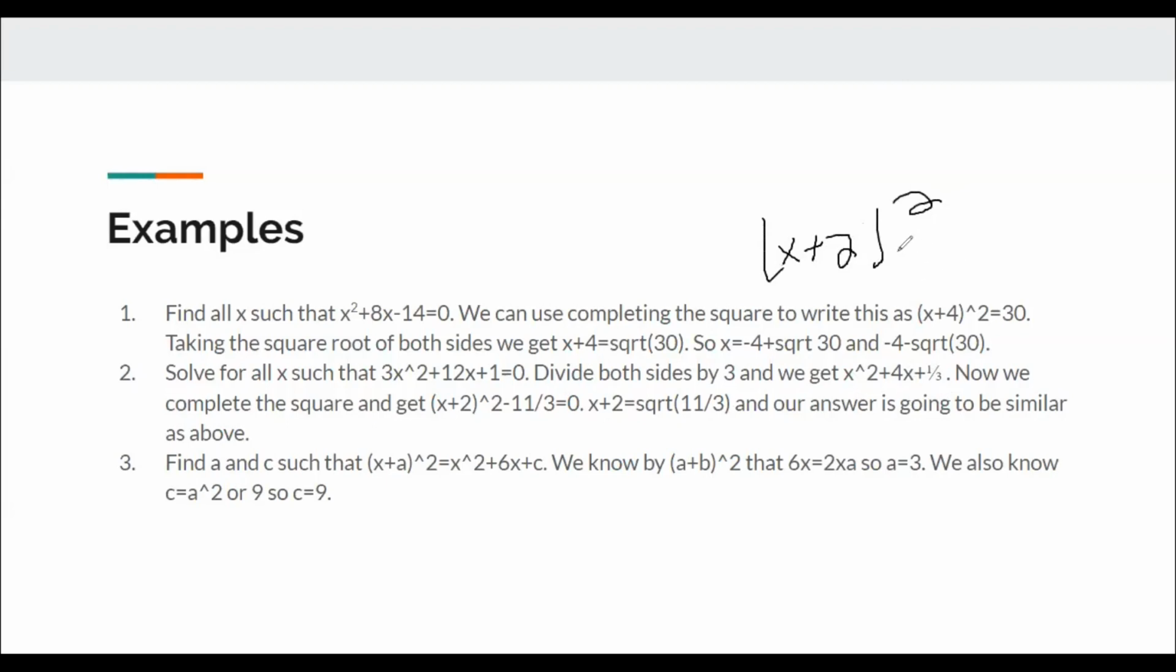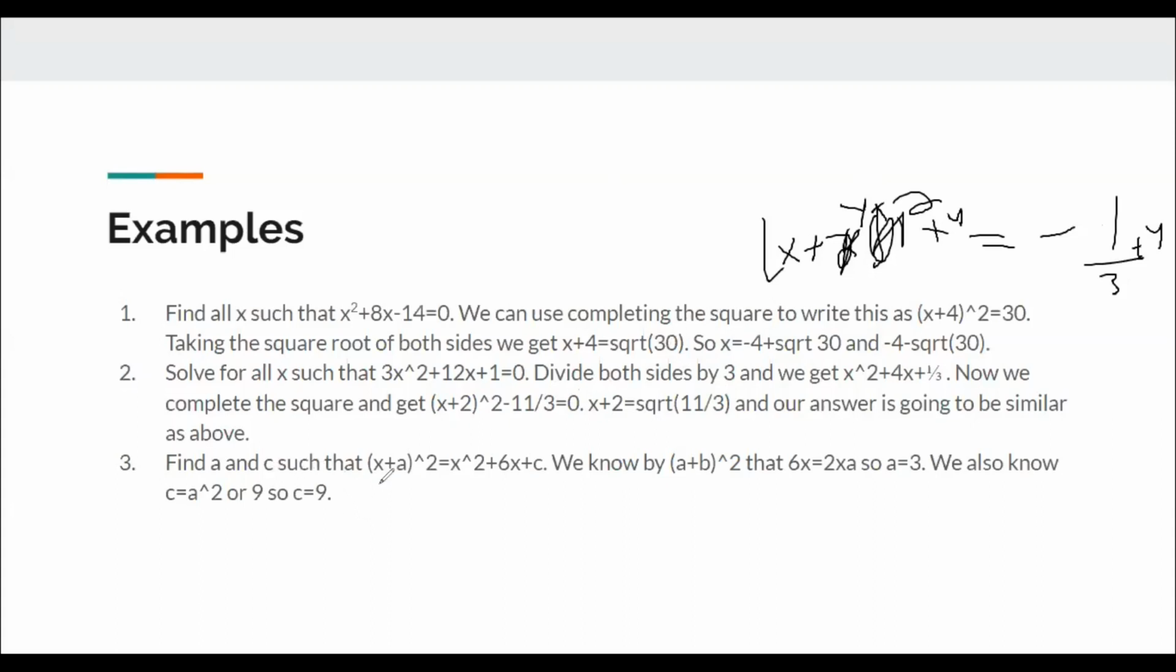And you add 4 to both sides, so this is going to be like negative 1/3. If you do that, and then with the 4x term, you're going to get (x plus 2) whole squared minus 11/3 is equal to 0, which is essentially what I wrote here. So x plus 2 is equal to the square root of 11 by 3. And our answer will be similar to above. There's going to be two possible solutions.